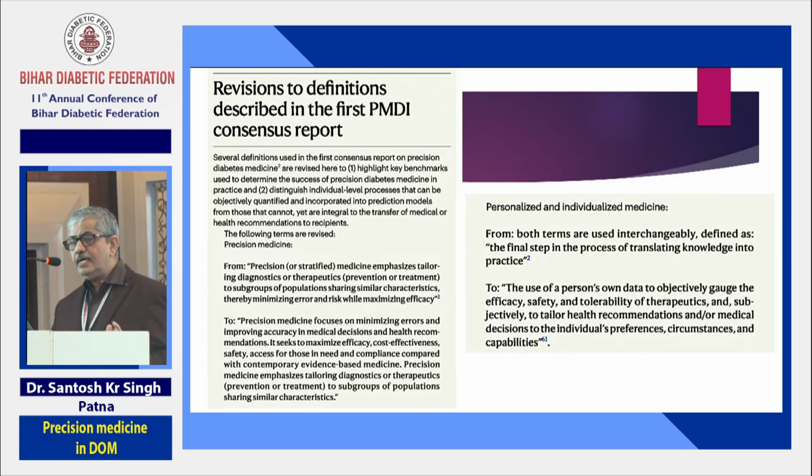This is again the overall thing which we are talking about. Precision medicine emphasizes the whole spectrum, and this particularly entails subgroups of populations sharing similar characteristics. And this you can easily imagine when we have the clustering in diabetic patients, where we have the clustering in obese individuals having obesity and diabetes as such. So precision medicine focuses on minimizing errors and improving accuracy in medical decisions and health recommendations.